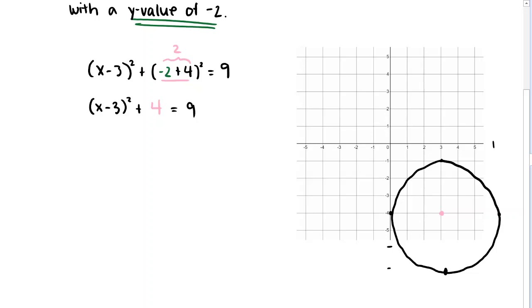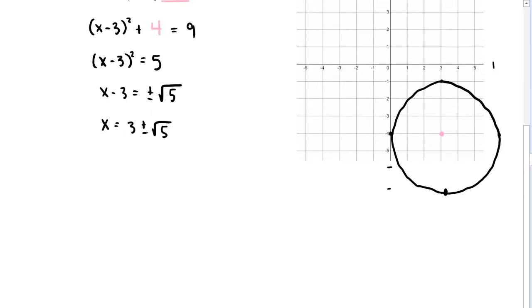But actually, if we isolate this squared part, we can apply the square root formula, right? Or not the square root formula, but the square root property, and we take the square root of both sides. We get x minus 3 is plus or minus the square root of 5. And so this tells us that x is equal to 3 plus or minus the square root of 5. So those are the x values that correspond to the y value of -2 to give us a point on this circle. Right? So here one point is (3 plus the square root of 5, -2), and another point is (3 minus the square root of 5, -2).